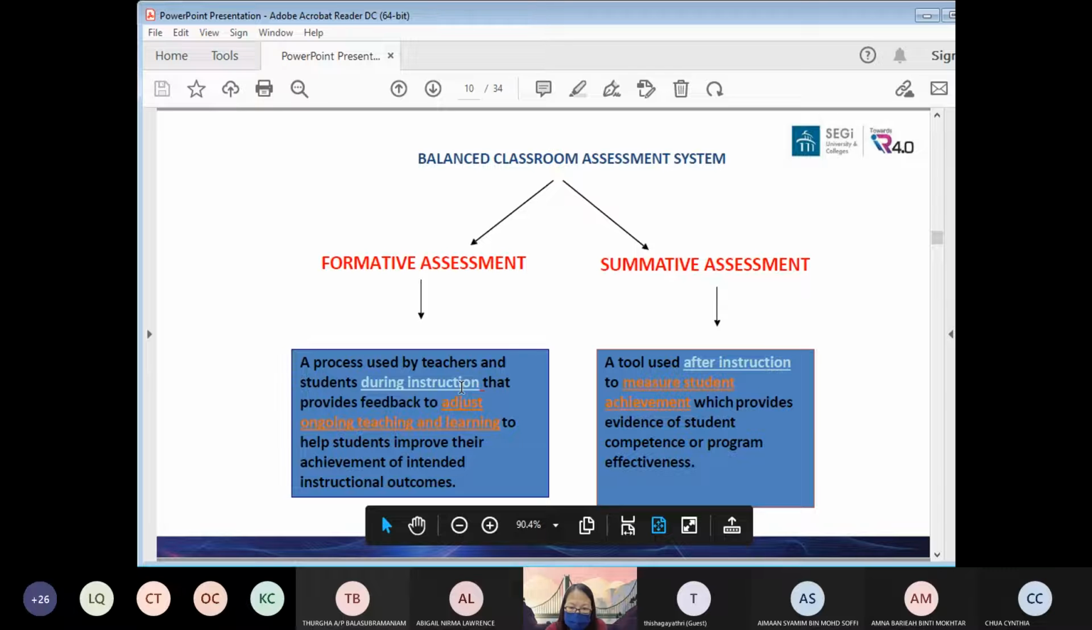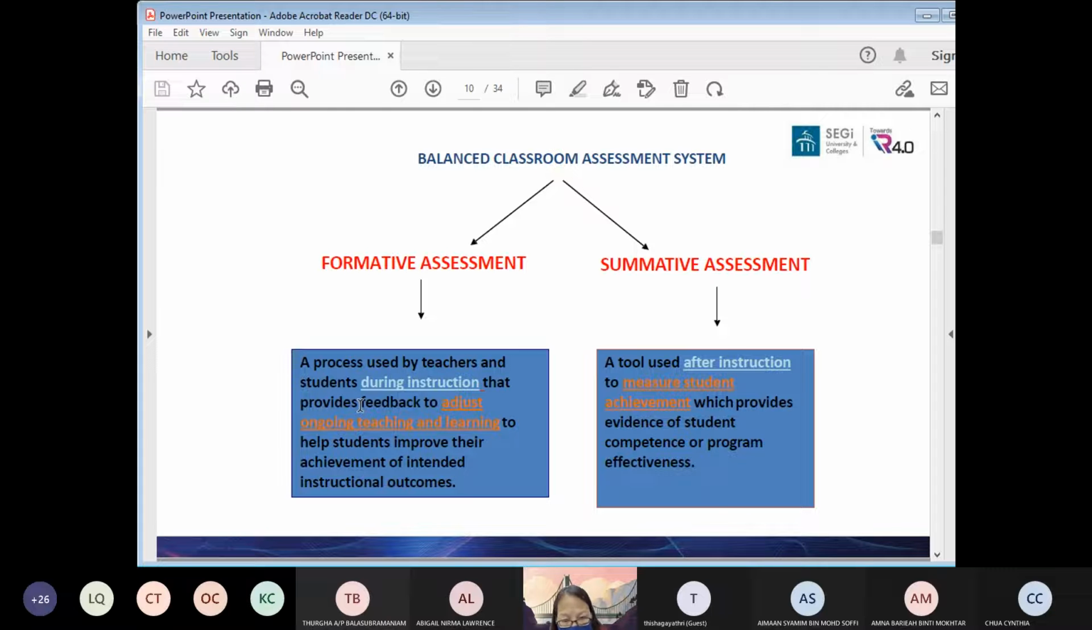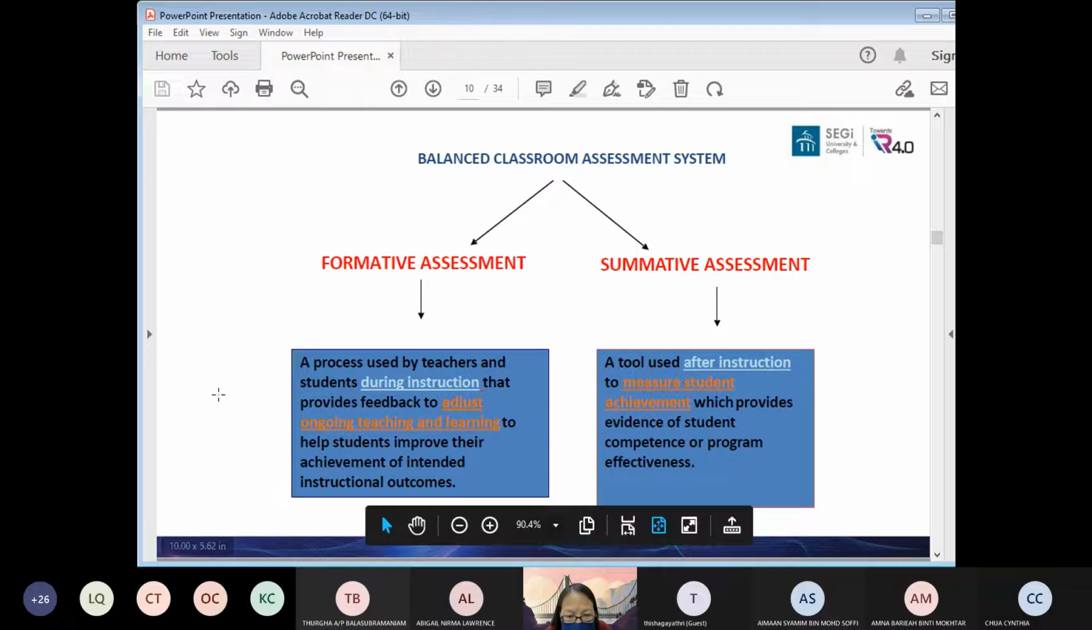A process used by teachers and students during instruction, that means during class time, okay, that provides feedback. Okay, now when you ask a question, I can give you feedback. When I ask a question, I also get feedback from you. What is my feedback from you? You understand or you don't understand. You know the answer or you don't know the answer. That is my feedback. You see, when I ask you questions, right? Okay, during instruction that provides feedback to adjust ongoing teaching.